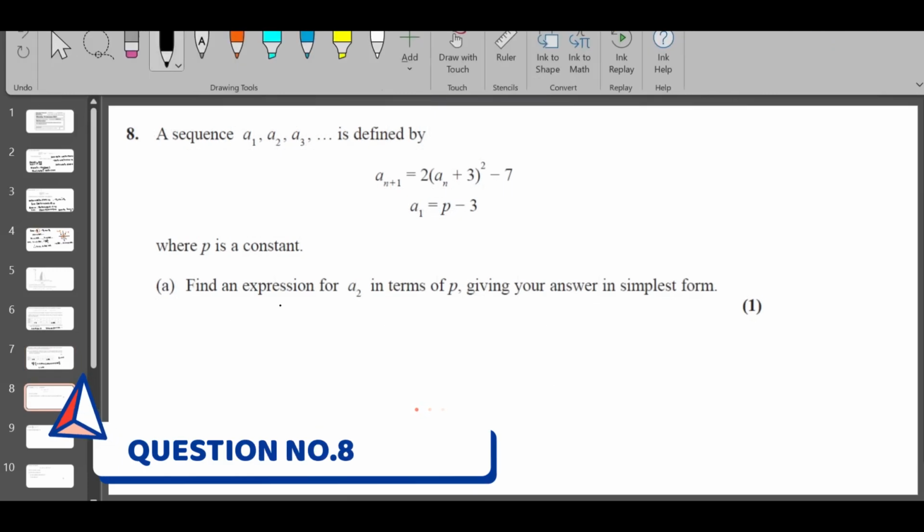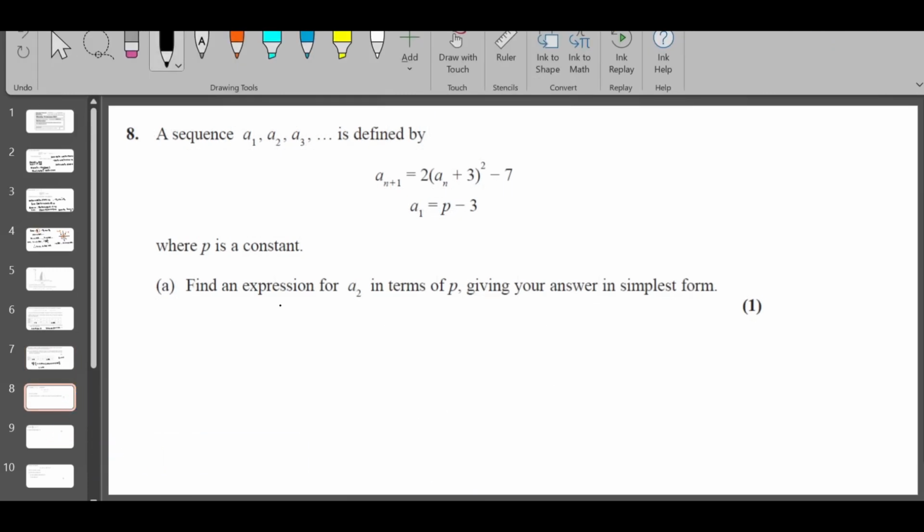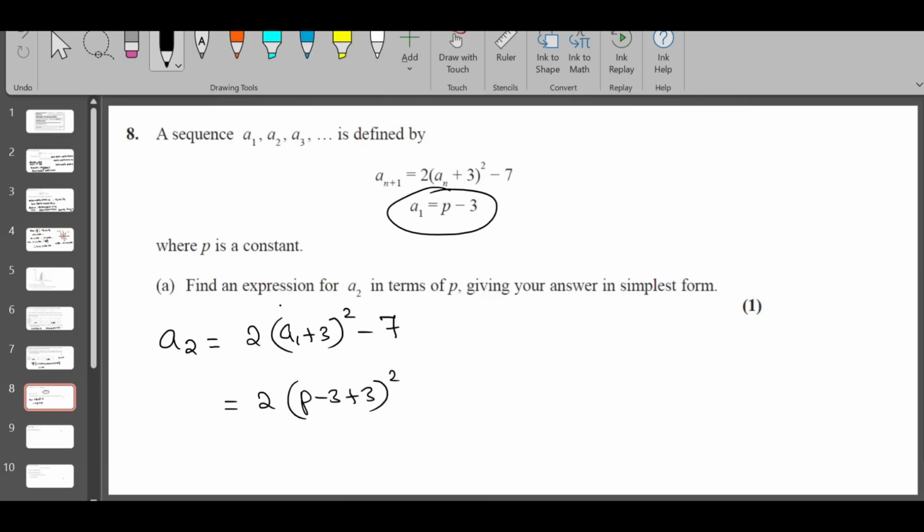Question number 8. A sequence A1, A2, A3 is defined by this. Find an expression for A2. We can write the expression for A2 as 2a1 plus 3 whole square minus 7. Replace a1 by this. So 2p minus 3 plus 3 whole square minus 7. Minus 3 plus 3 can be cancelled. You get 2p square minus 7. Just a 1 mark question.